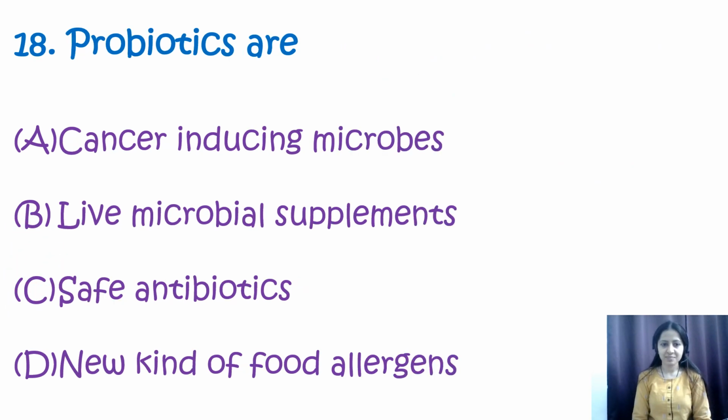Question number 18: probiotics are? Options are cancer-causing microbes, live microbial supplements, safe antibiotics or new kinds of food allergens. We know probiotics are live microbial supplements that are beneficial to our health when consumed in adequate amounts. They consist of strains of beneficial bacteria, or we can say yeast, that confer health benefits to the host when ingested. So the correct option is B, that is live microbial supplements.